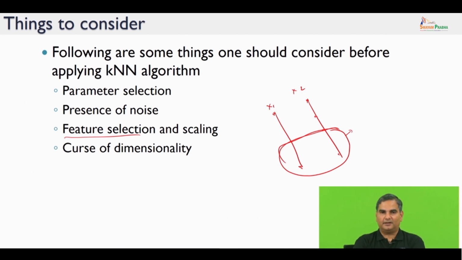So, it is important to pick features which are of relevance in some sense, so that the distance metric uses only features which will give it the discriminating capacity. So, that is one thing to keep in mind.